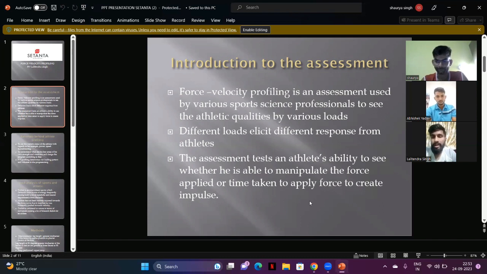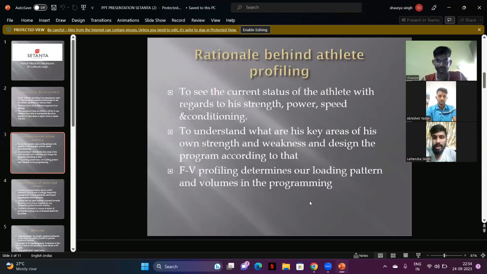that he has developed during training, or the velocity that he has developed during his training, and which aspect is using these two things. So we load differently according to the needs and demands of the sport. As you can see, I have loaded the athlete with different weights. For example, we started with the body weight, then 20 kilograms, then 30 kilograms, and 40 kilograms to see the different response from the athlete. So the assessment tests an athlete's ability to produce force differently.